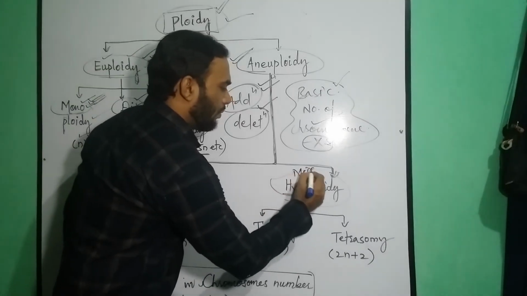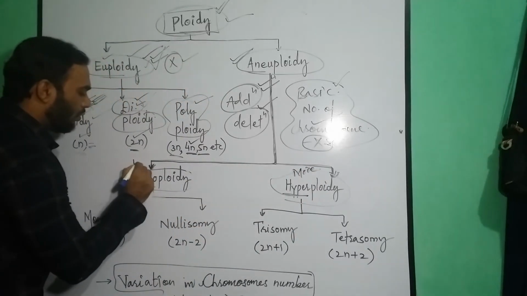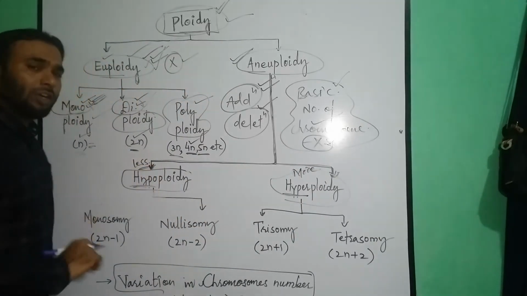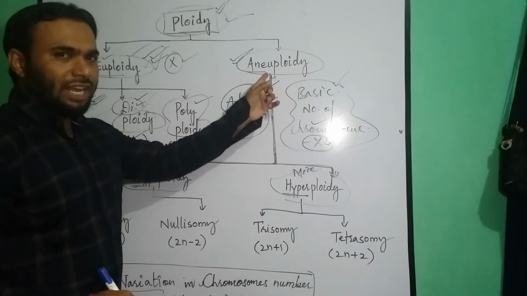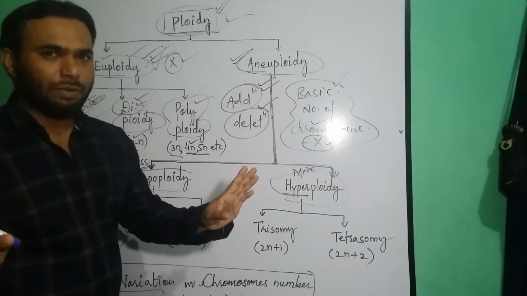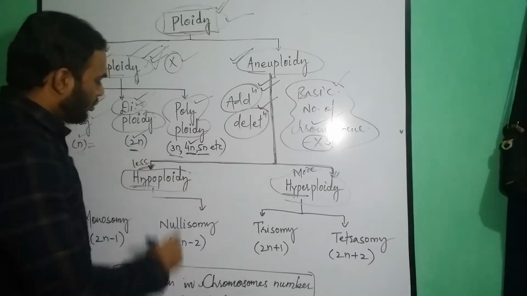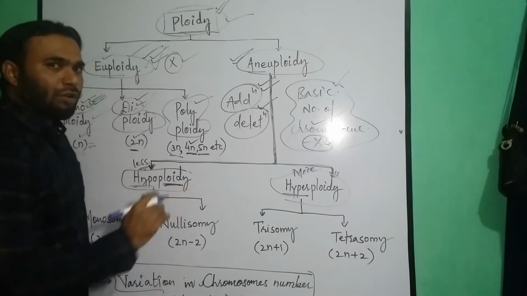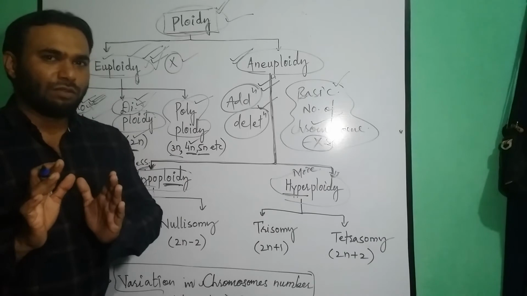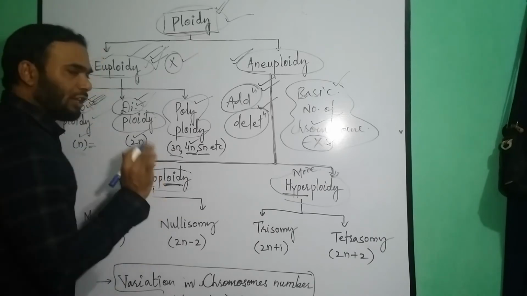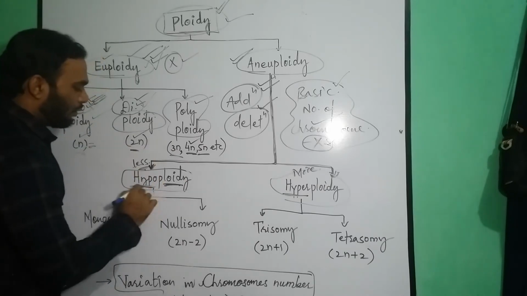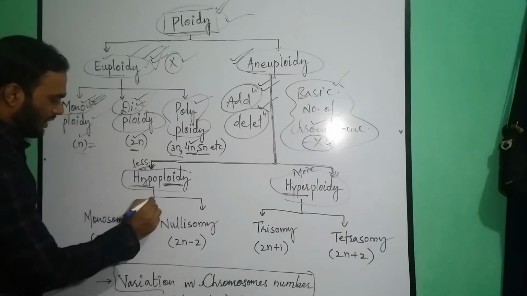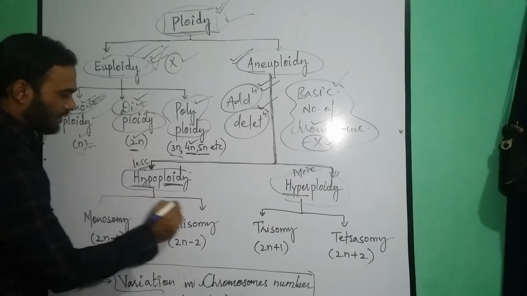What is the meaning of hyper? More. What is the meaning of hypo? Less. So what does it mean? Because it is aneuploidy, there is no exact multiple of the chromosome number of x. So what will happen here? In this ploidy, the exact number of chromosomes will be less than the normal number because it is hypo. So this hypo is again divided into two types.